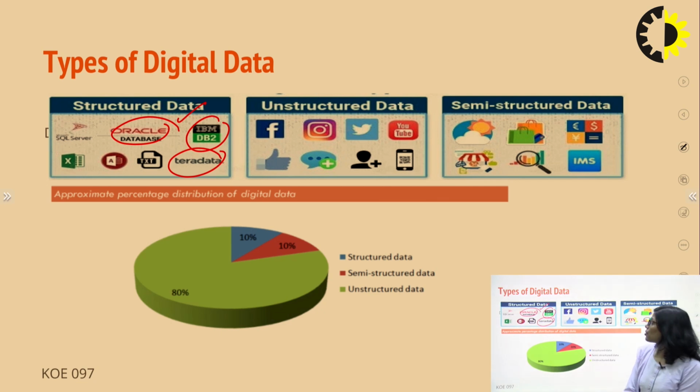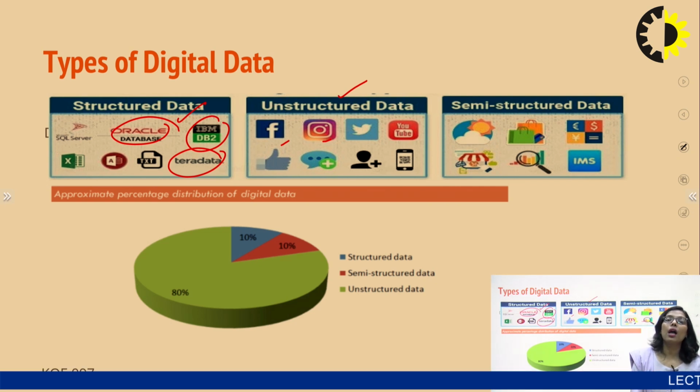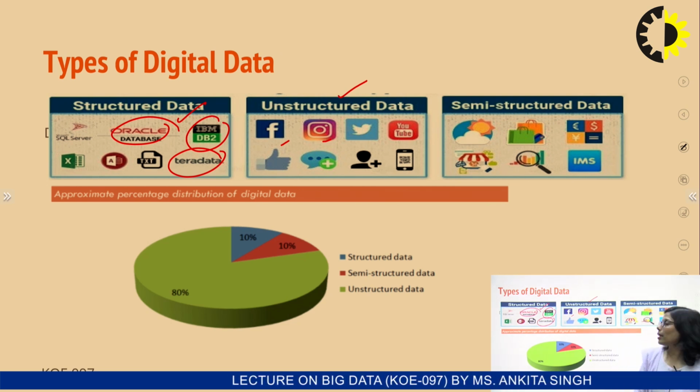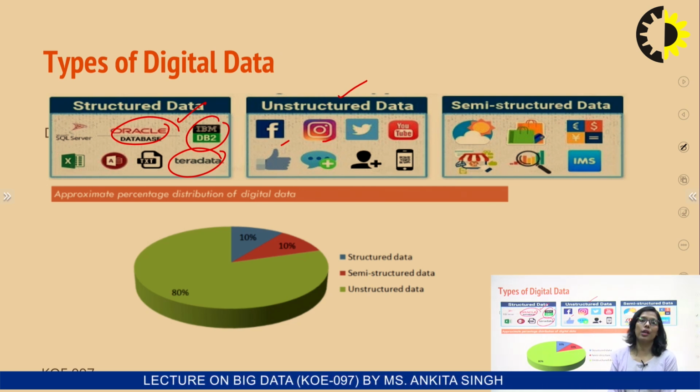So what is unstructured data? Unstructured data means data in the form of images, videos, and text. That forms your unstructured data. That is data from Facebook, Instagram, all the social media applications we are dealing with. All are generating a large volume of unstructured data. Semi-structured data is in between structured and unstructured data. It doesn't have a clear structure, but it does have some structure. So it is in between your structured and unstructured data.